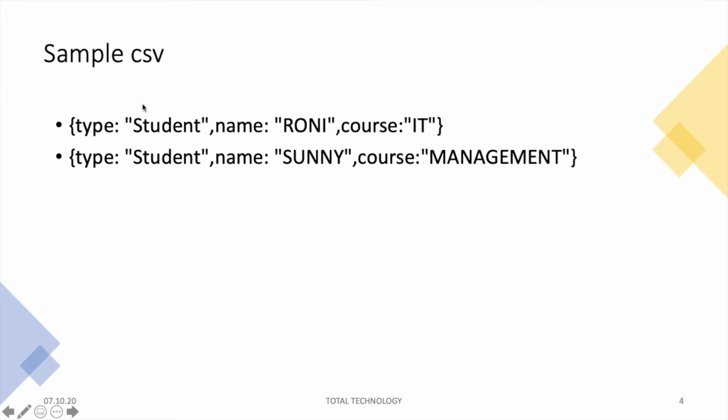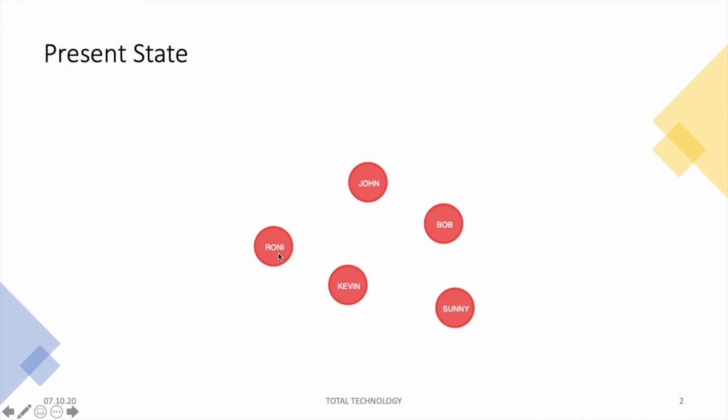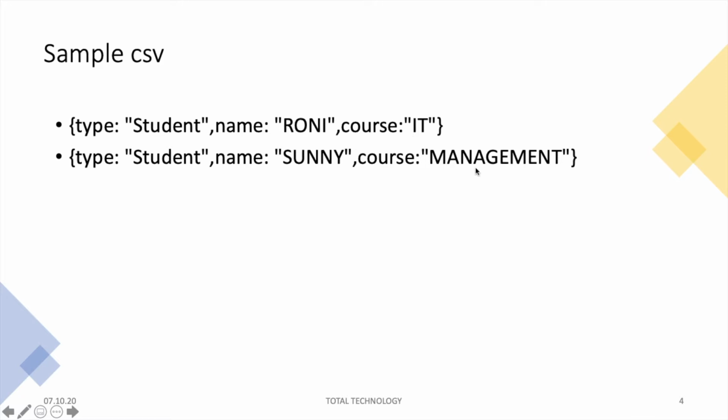We have this simple CSV file. This is type Student, meaning the label Student, name Ronnie and course IT. So the node having the name attribute value Ronnie should get a new property called course, and the value should be IT. The same goes for the Sunny node, which should get the course management. So for these two nodes we need to add a new property called course: for Ronnie it will be IT, and for Sunny it will be management.